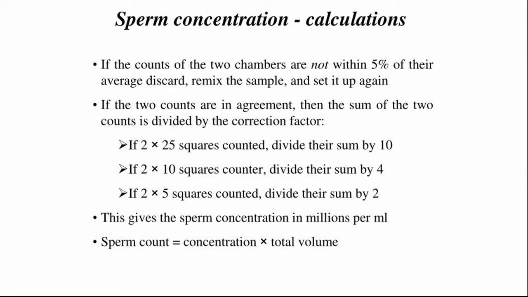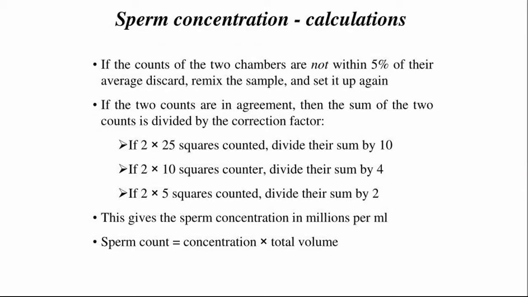Once the number of sperms are counted, next we move on to the calculation part. If the counts of the two chambers are not within 5% of their average, then discard, remix the sample and set it up again. That indicates the charging is not done properly.